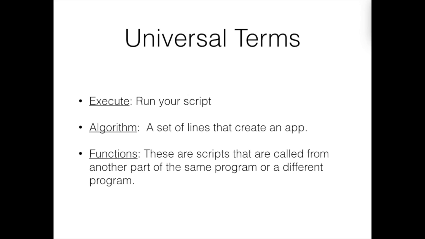An algorithm here is a part of your code which does a particular task. Functions are scripts that are called from another part of the same program or from a different program. You will see more of this when we get into detail of classes and objects with Python.